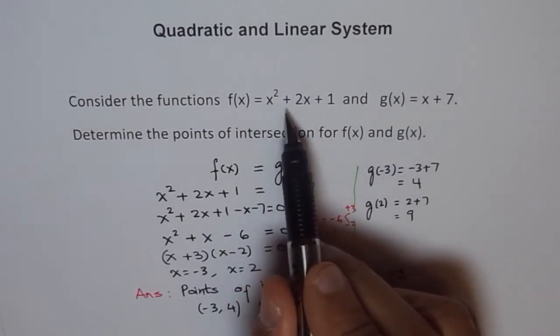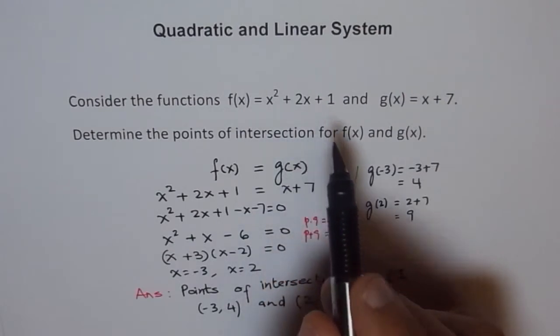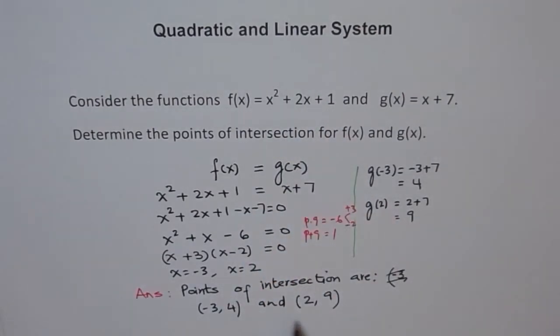So 9 minus 6 is 3, and 3 plus 1 is 4. So we get this. That means these points are on both the curves, and they are the points of intersection. So that's the way to do a quadratic and linear system. The algebraic way is always easier when the numbers are given like this, and in quadratic and linear systems it's always the best way to do it.